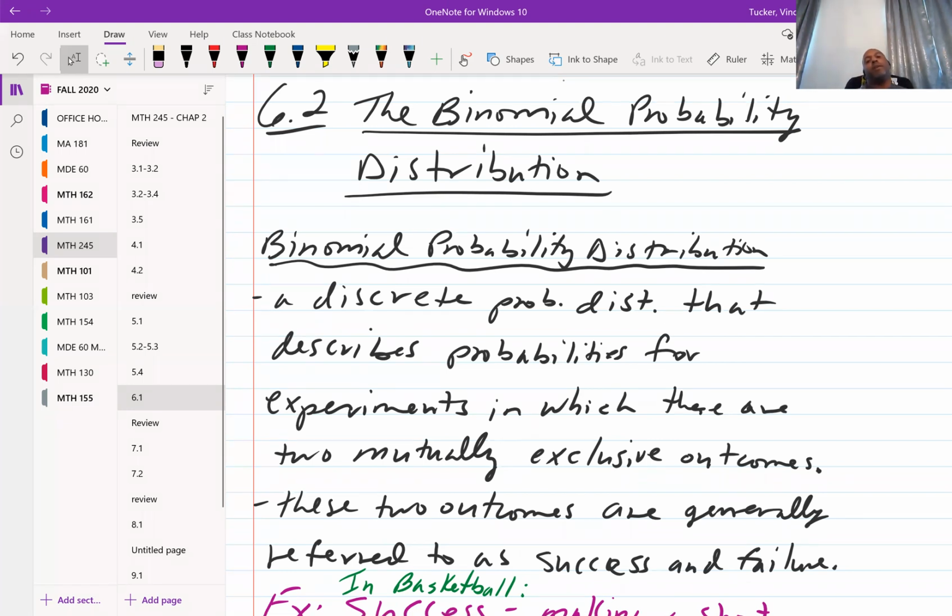All right. Binomial probability distribution. It's a discrete probability distribution that describes probabilities for experiments in which there are two mutually exclusive outcomes. These two outcomes are generally referred to as success and failure.